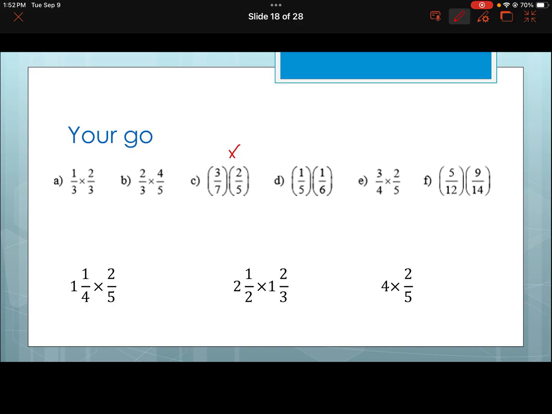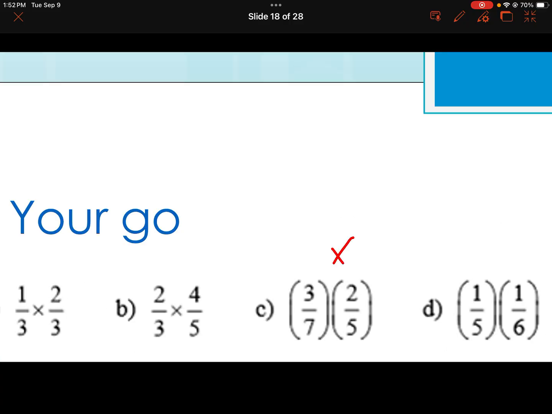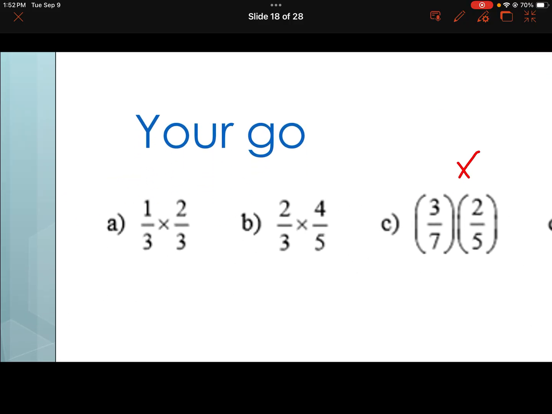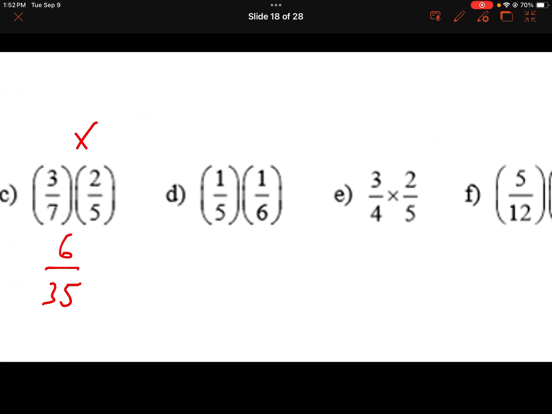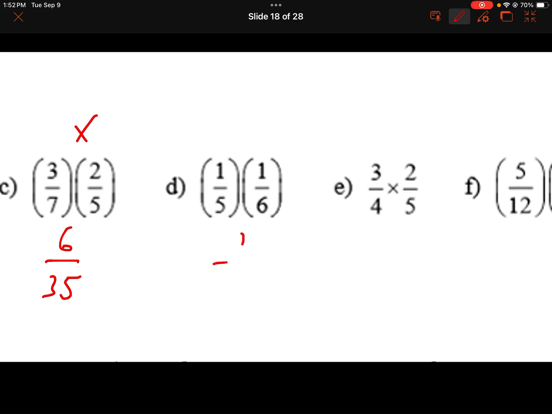Okay, so let's zoom in and do them. Sometimes it zooms in and just sends it to the other side of the planet. I don't know what's going on. Okay, so for this one, 1 times 2 is 2, 3 times 3 is 9. The answer is 2 over 9. For this one, 2 times 4 is 8, 3 times 5 is 15. For this one, 3 times 2 is 6, 7 times 5 is 35. For this one, 1 times 1 is 1, 5 times 6 is 30.